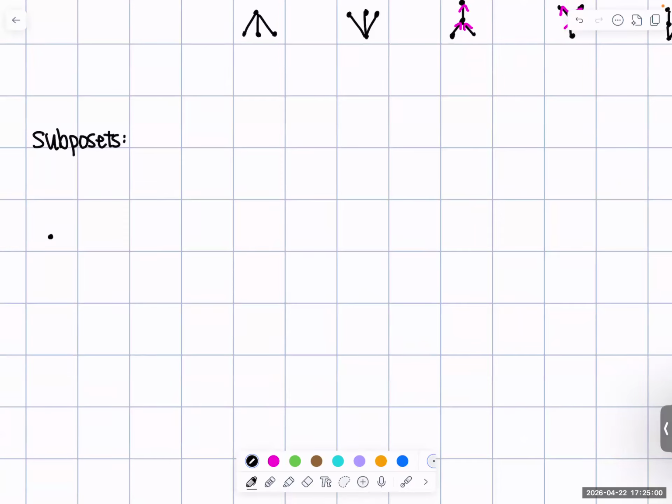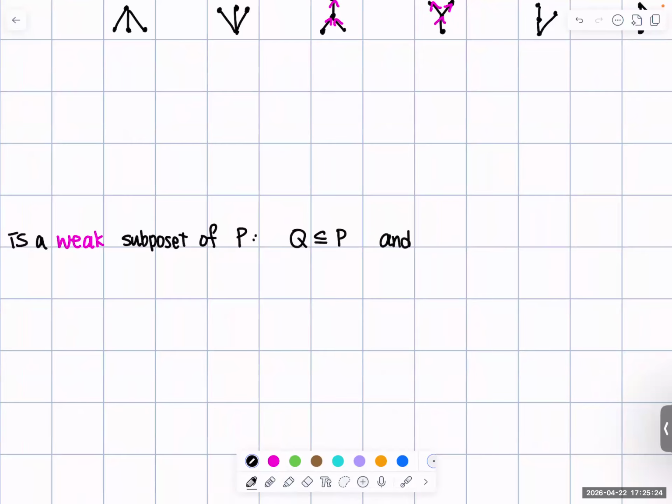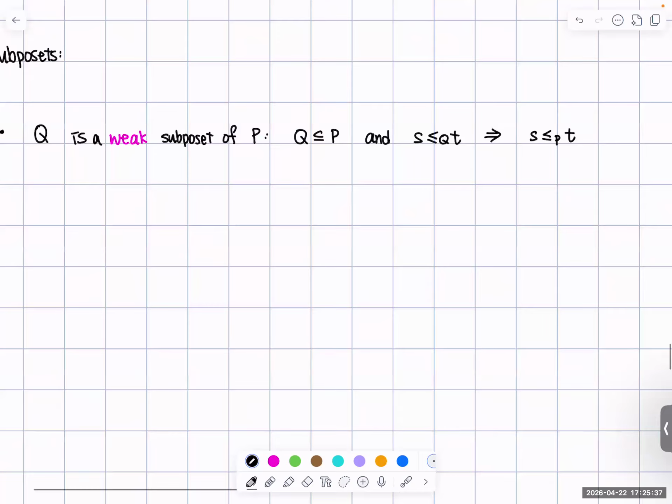So, if I have a subposet, we call it a weak subposet of P. First of all, a subposet, of course, has to be inside. But S is less than or equal to T in Q implies S is less than or equal to T in P. Okay, so that's the weak subposet.